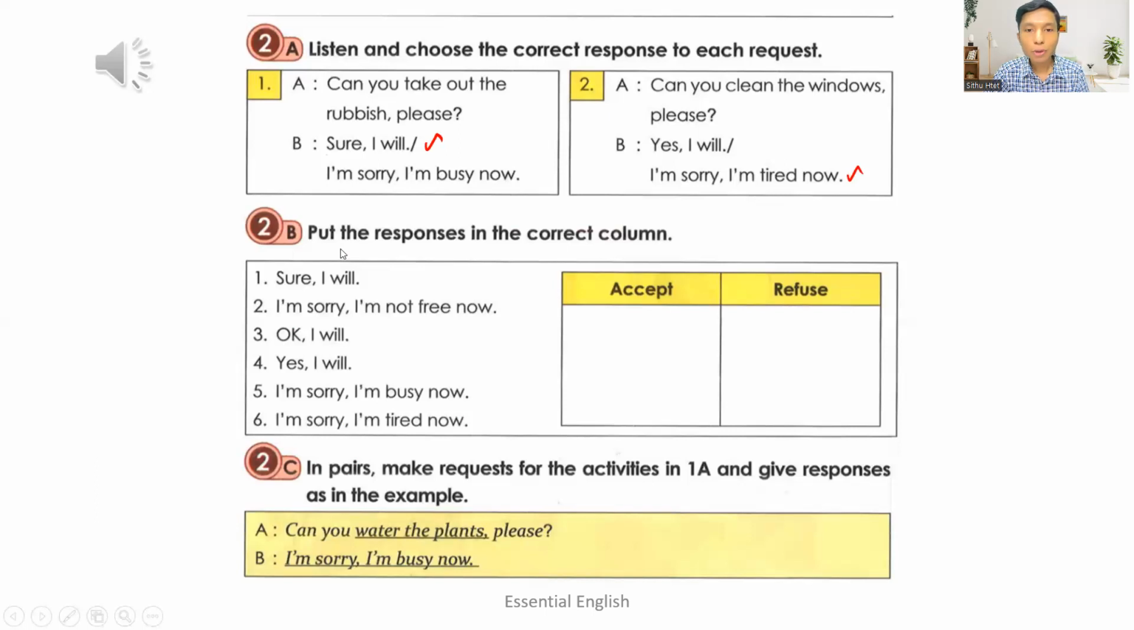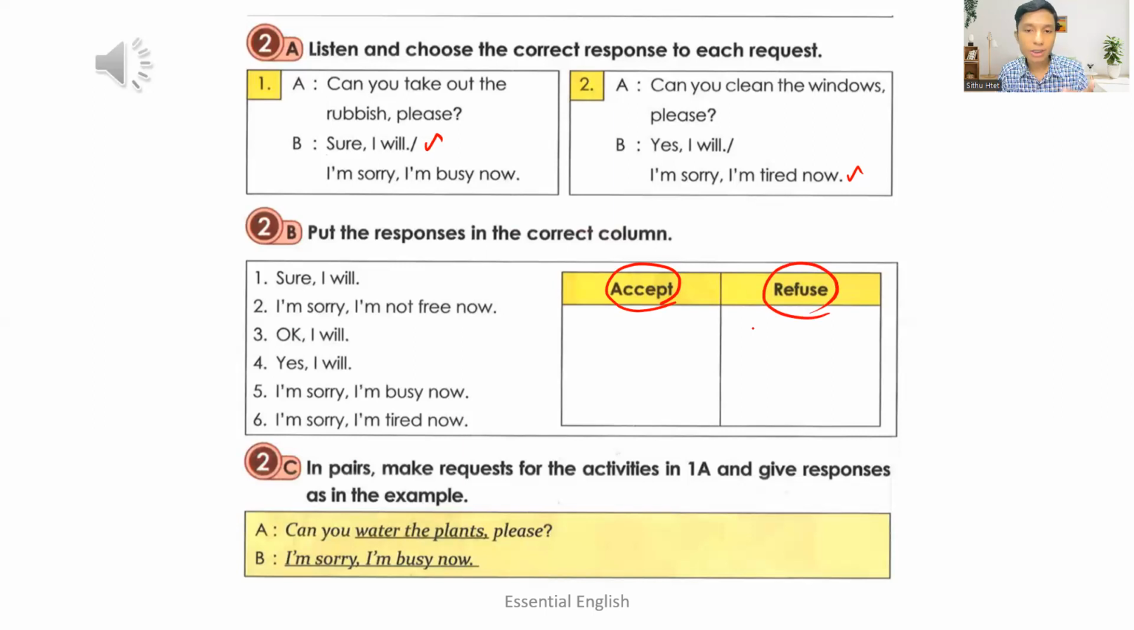Exercise 2. Put the responses in the correct column. So here are 6 responses. Sure, I will. I'm sorry, I'm not free now. Okay, I will. Yes, I will. I'm sorry, I'm busy now. I'm sorry, I'm tired now. Okay, these are the responses. You have to put the responses in the correct column. You can find 2 columns here, accept and refuse.